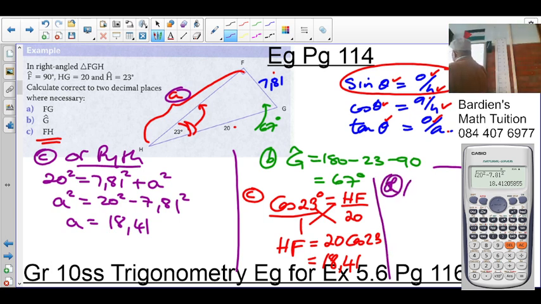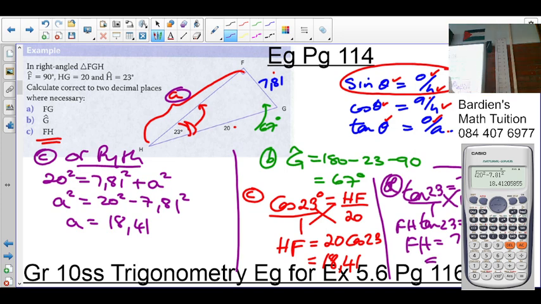Or I could have used tan. So you get tan of 23 equals opposite, which is 7,81, over adjacent, which is FH. We cross multiply, we then get FH tan 23 is equal to 7,81. So FH, I divide both sides by tan 23, so it's 7,81 over tan 23, which then gives me... I'm not going to do the second way, I'll show you all three ways it works. So 7,81 divided by tan 23, don't forget to close the bracket. 18 comma 399, which is 18 comma 4.